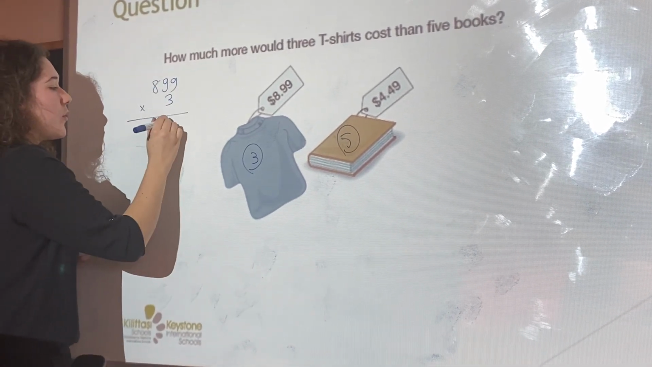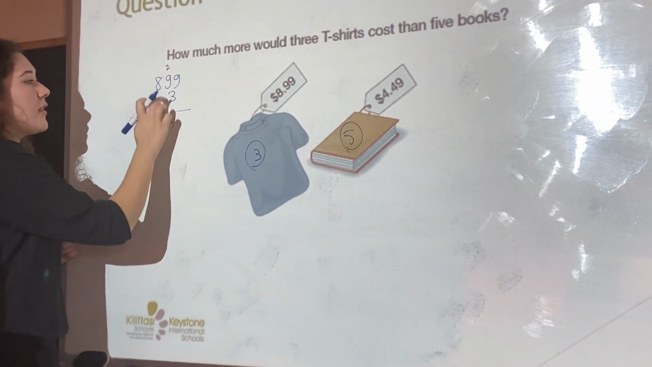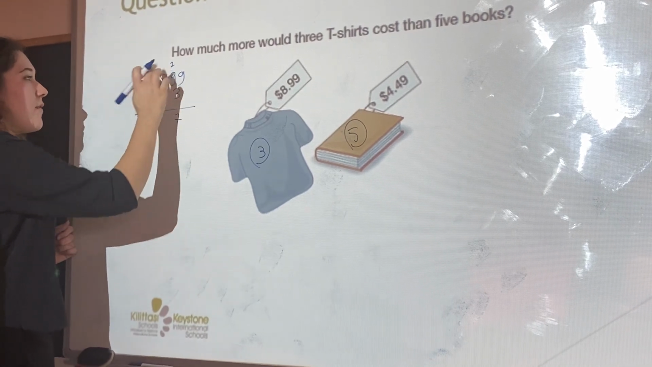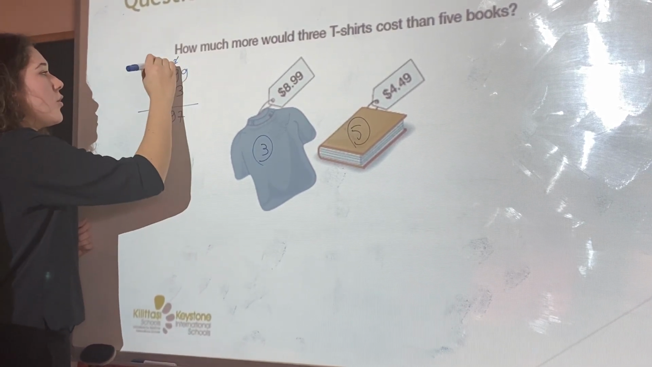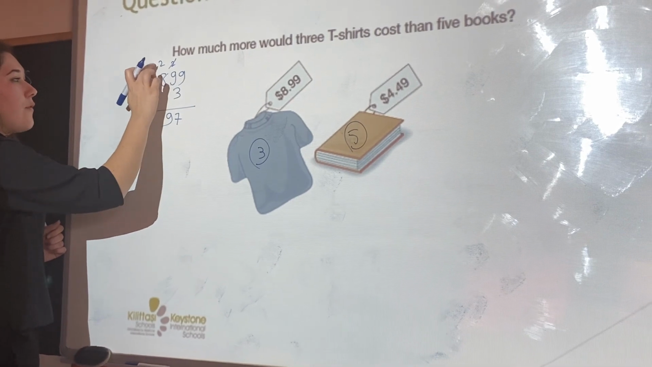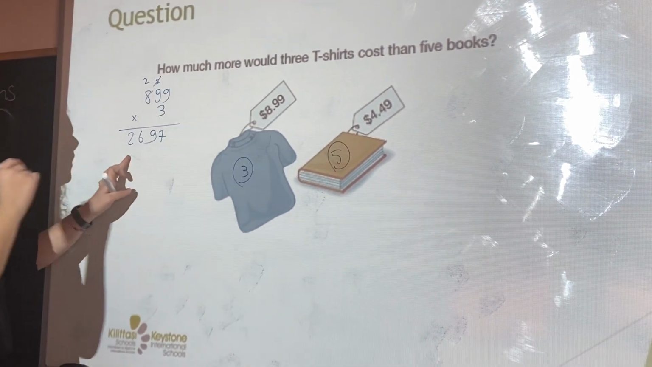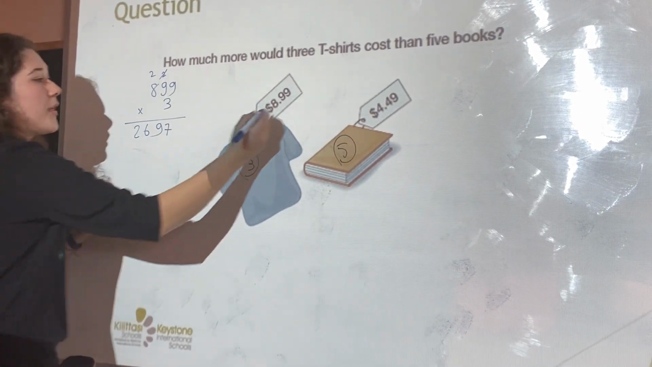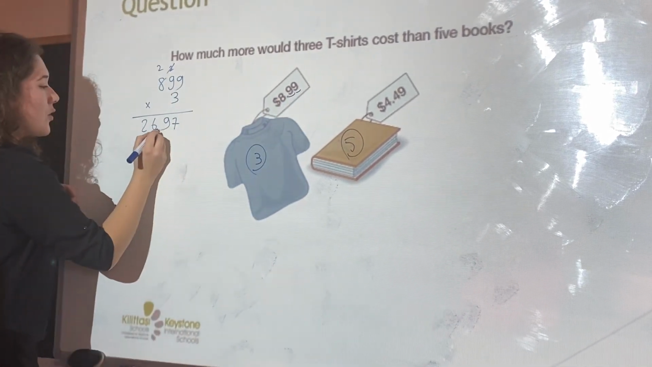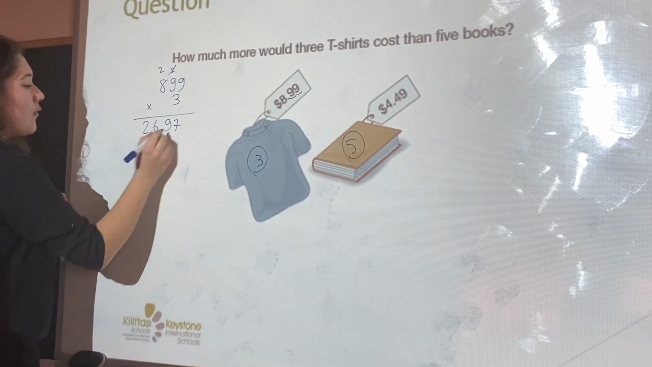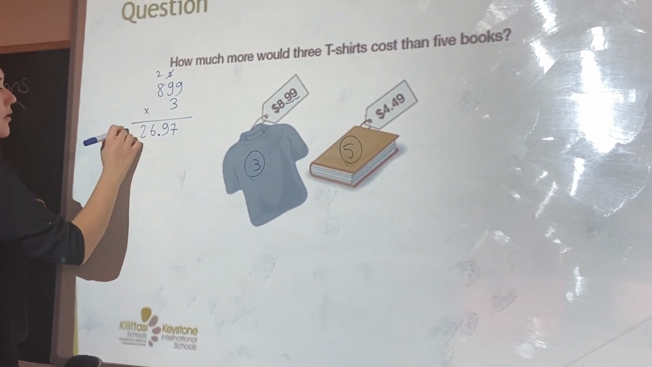3 times 9 is 27. 2 on top. 3 times 9, 27 plus 2, 29. 2 on top. 3 times 8 is 24 plus 2, 26.97. Where should I put the decimal point? Here. I have 2 digits, so I need to put it here. For t-shirts, this is the cost.